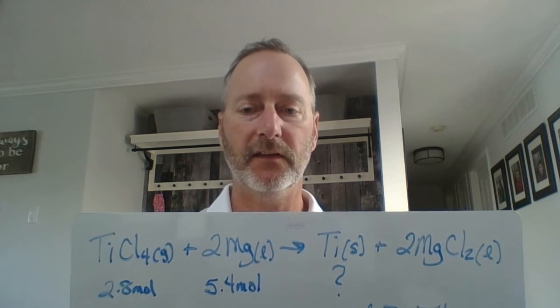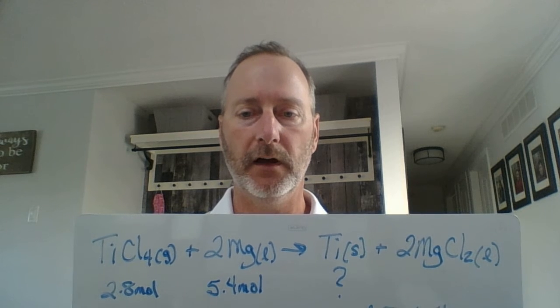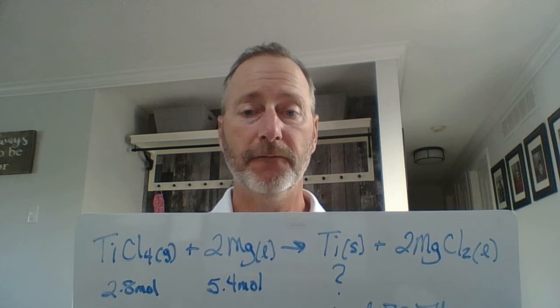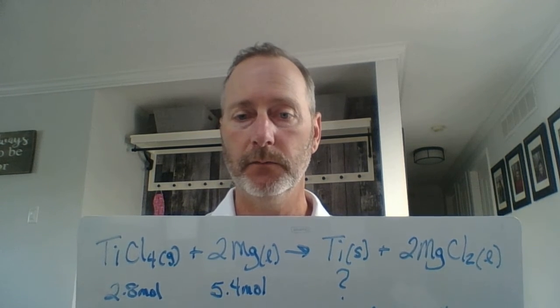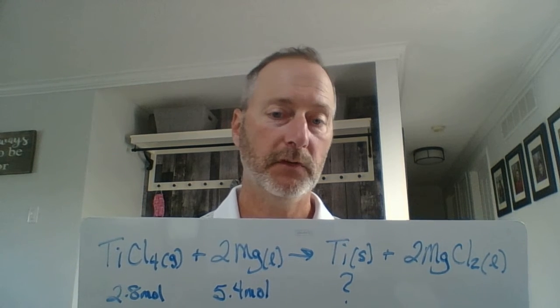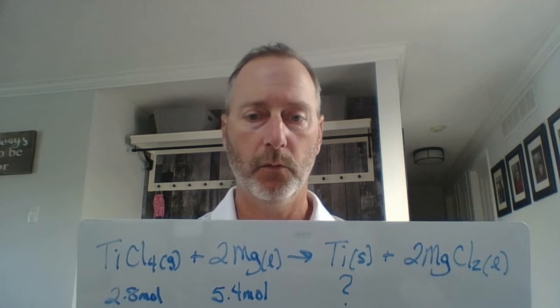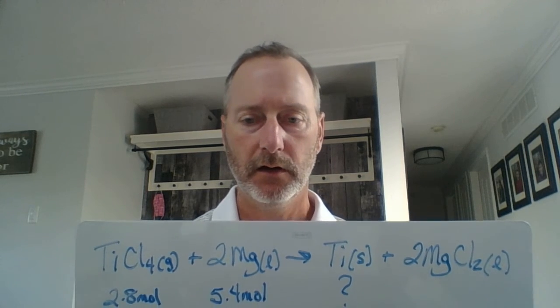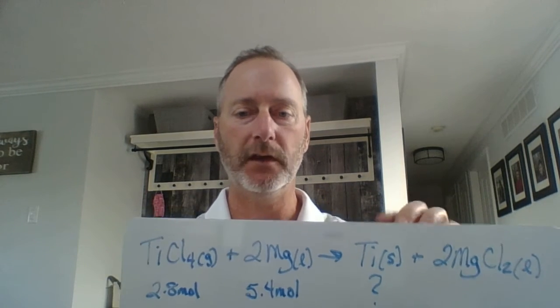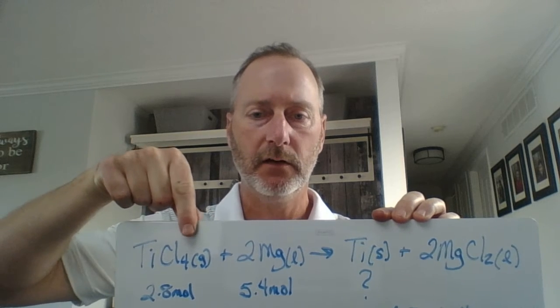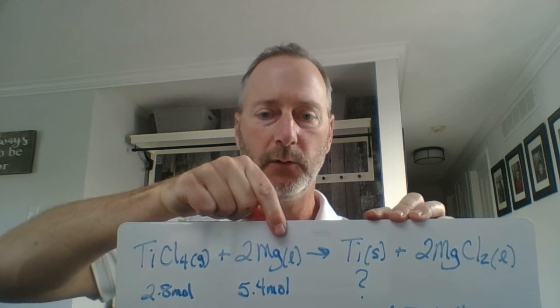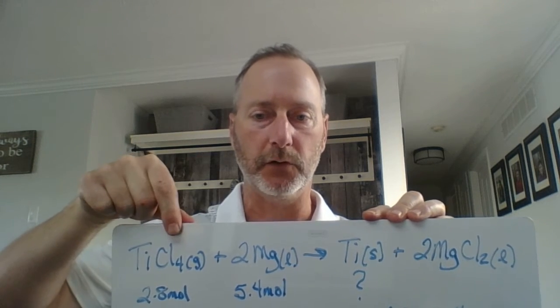So what they're asking us is if we have 2.8 moles of titanium 4 chloride and 5.4 moles of magnesium, how much titanium metal could I make? Well, with this particular reaction, I've got to figure out which one of these two is the limiting reagent. Which one is going to run out first?